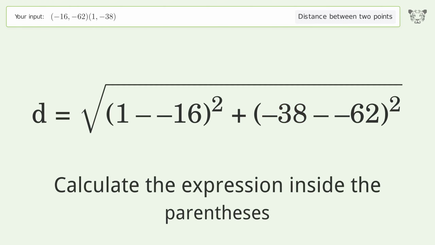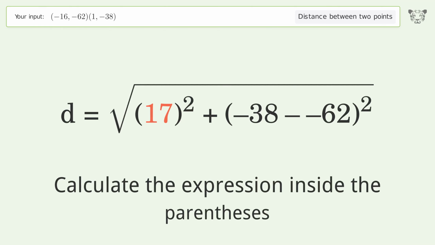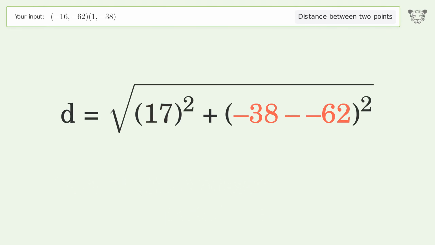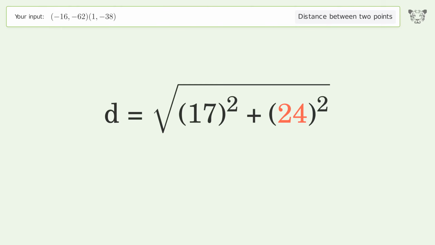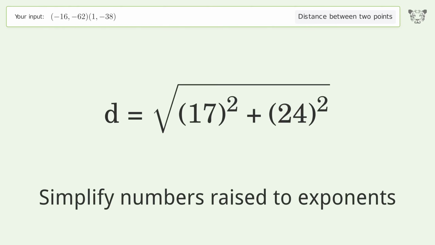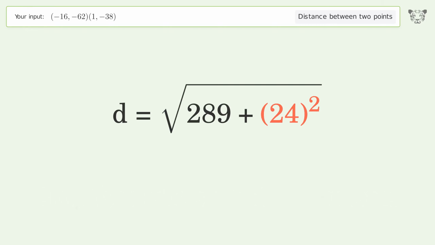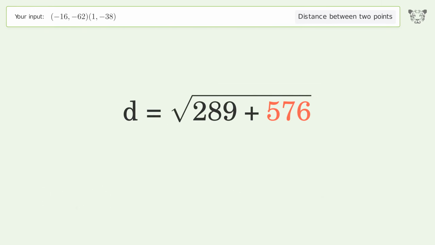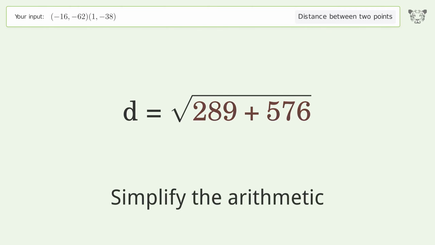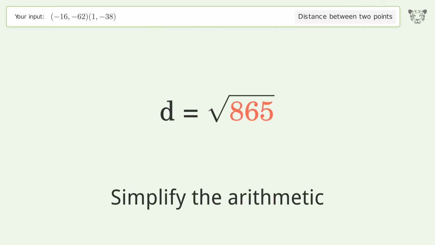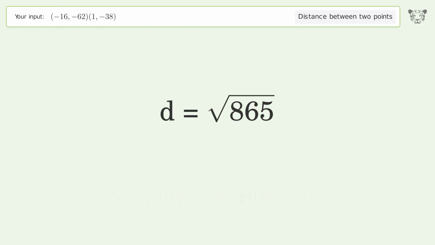Calculate the expression inside the parentheses. Simplify numbers raised to exponents. Simplify the arithmetic. And so the distance between the 2 points is the square root of 865 or 29.411.